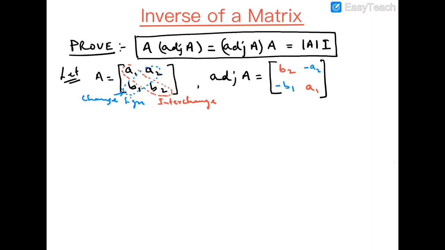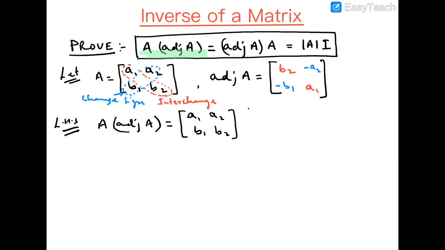Now let's take the left hand side, that is A times adjoint of A, which will be a1, a2, b1, b2 times b2, minus a2, minus b1, a1. Now we have to multiply these two matrices.